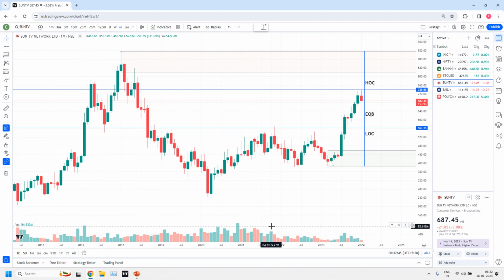So let us start our analysis from monthly. Always you need to go from higher time frame to lower time frame. Always you have to remember this technique. First you need to draw the zones at the higher time frame. What is our higher time frame here?